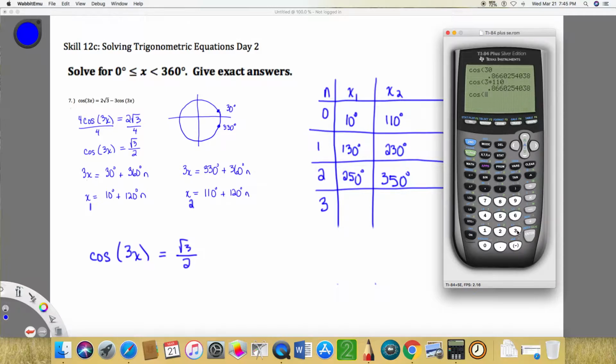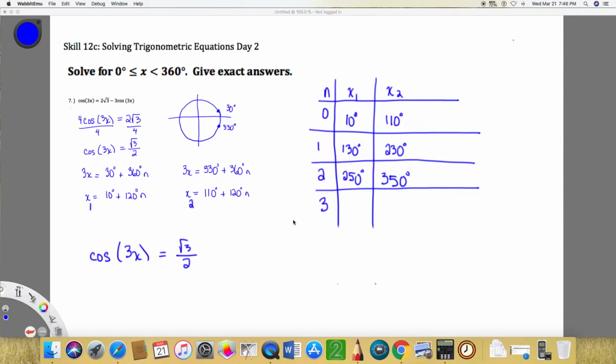Well, if we take cosine of 3 times 130, we get that same value. Cosine of 3 times 230, same, and cosine of 3 times 250, and the cosine of 3 times 350. All right, so those all look pretty good.